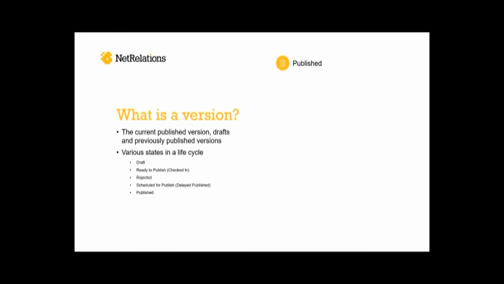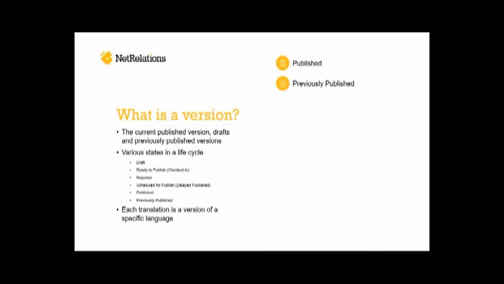And of course, we have the published version, which means that this is a version that is visible for the audience on your website. So when you have a published version and start to create new versions, you're going to create a draft next to the published one. And once that one gets published, your current published version will get previously published.